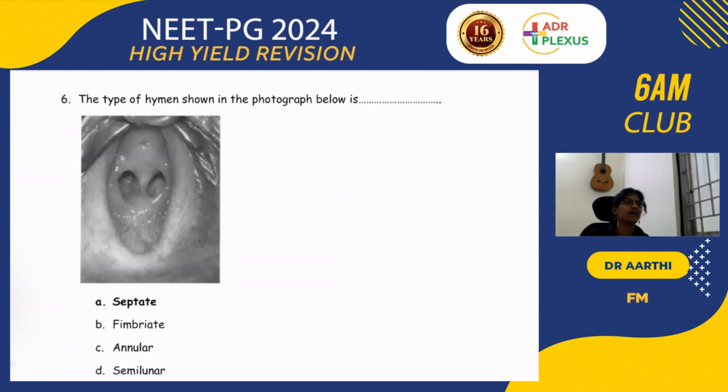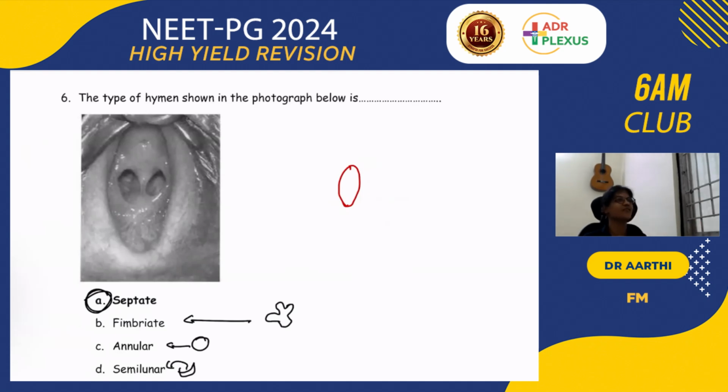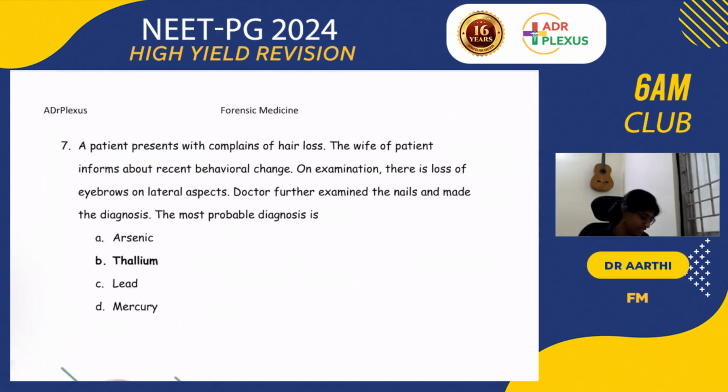Okay, what type of hymen is it? Whenever you get these kinds of images and you have a doubt, oh my God, I don't know the types of hymen and everything, just draw what you're seeing. You're seeing something like this, right? So what are you seeing in between? You're seeing a septum in between. So it's septate. Fimbriated means it's going to be like this. Annular means it's going to be circular. Semilunar means it's going to be like this. See? Some questions are very easy. You don't have to think about them at all. Okay, let's see the next question.